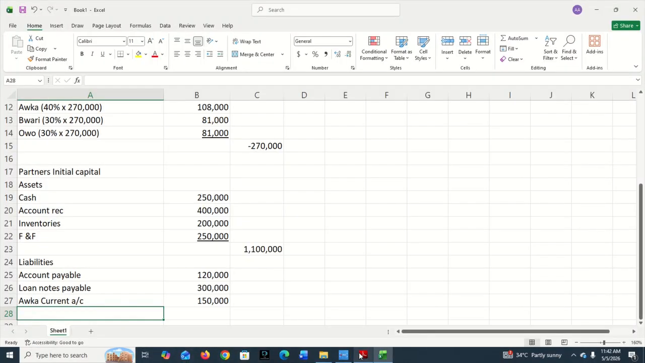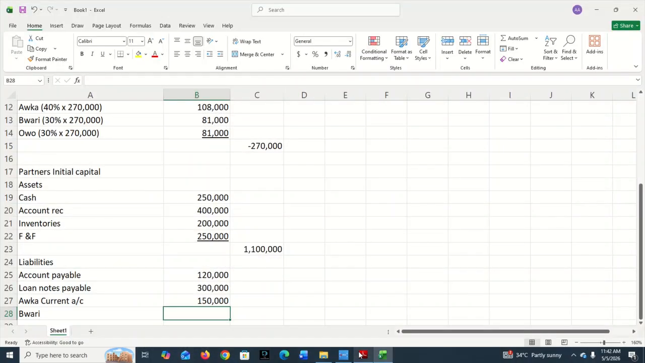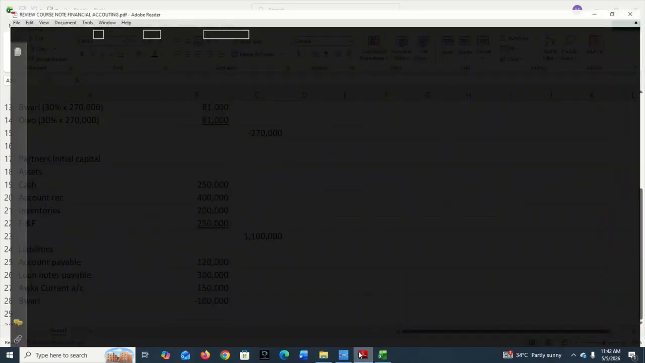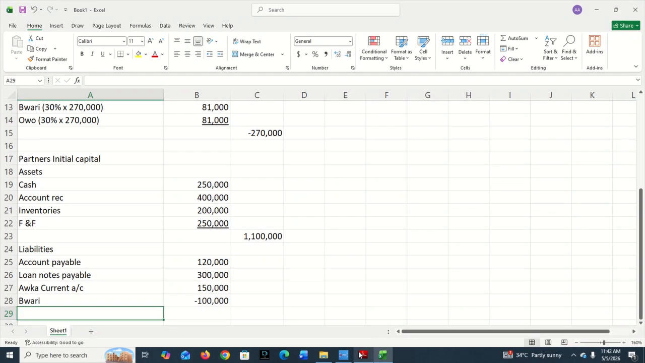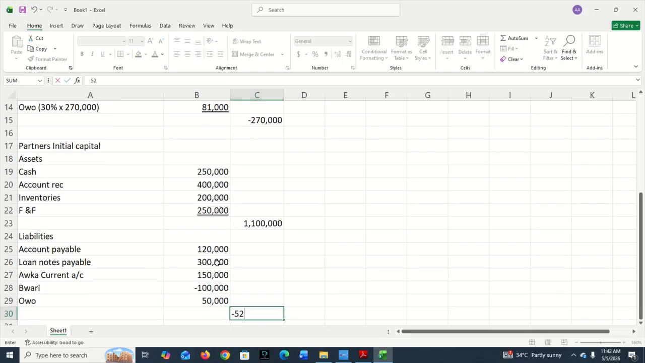You have Buhari. Buhari is 100,000, but this time it is a debit balance, so it's going to be a negative figure. Then lastly, we have Owo. Owo is how much? 50,000 credit. Okay, so let's add up. This will give us 520,000, so minus 520,000.